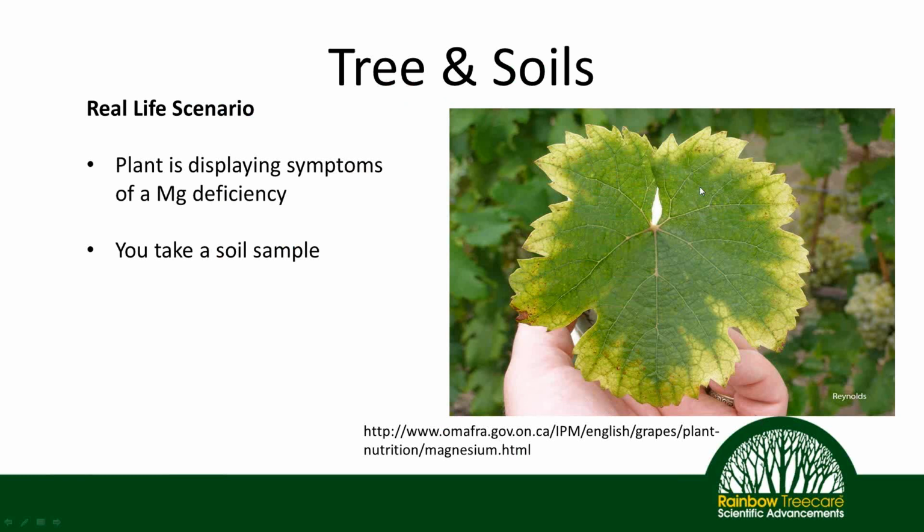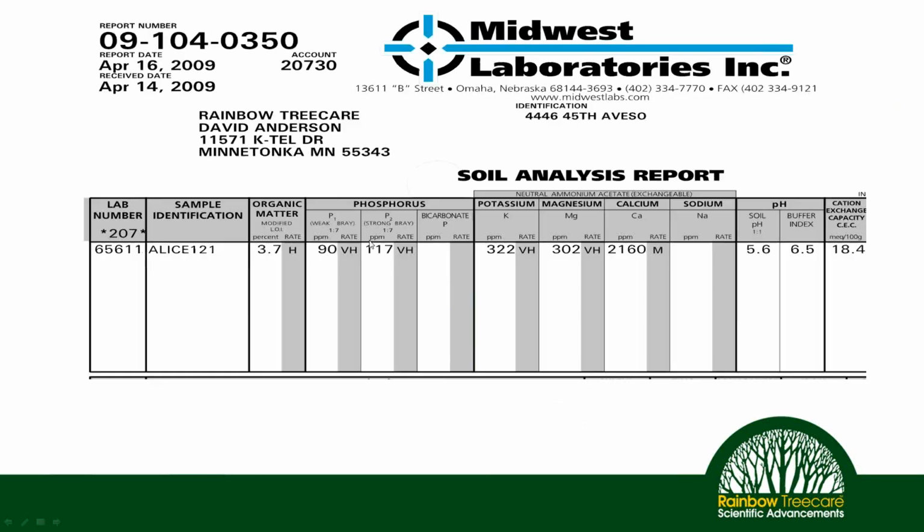If we take a look at this real life scenario, if we have a plant leaf and we send it into the lab, and the lab comes back saying we have a magnesium deficiency, we think to ourselves, well, let's fertilize our soil with magnesium. So we fertilize our soil, we still have deficiency symptoms. So this time we take a soil sample to see what happens. The soil sample comes back, and we look here at our magnesium level, and we see that it's 302 parts per million, which is very, very high. So we think to ourselves, well, we have a lot of magnesium in the soil. Why am I still getting magnesium deficiency symptoms?